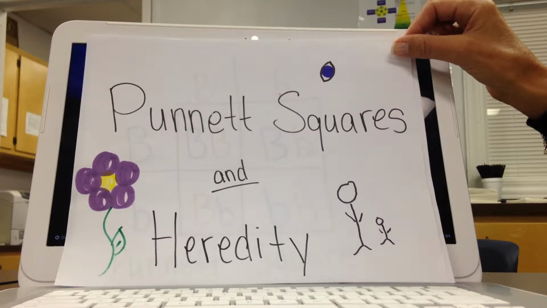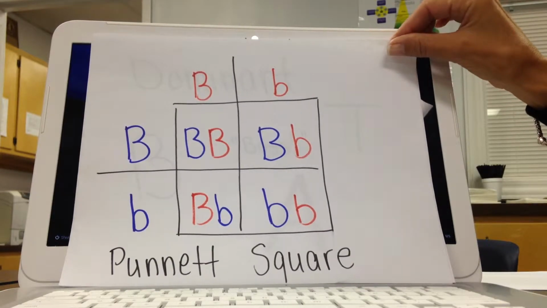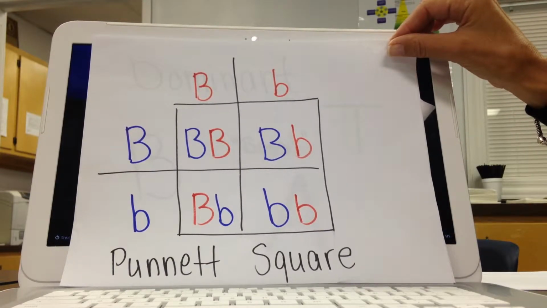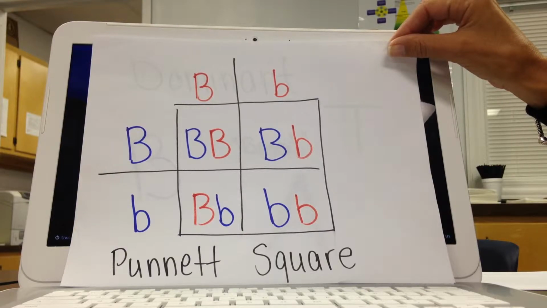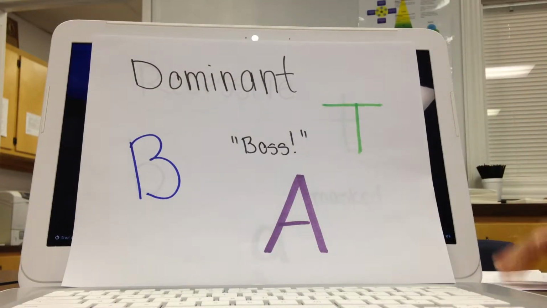Punnett Squares and Heredity by Haley, Angela, and Sarah. This is a picture of a Punnett square. Why do we use a Punnett square? It explains heredity, or the probability that a child or offspring will have a certain trait. There are some terms you need to know in order to understand and solve a Punnett square.